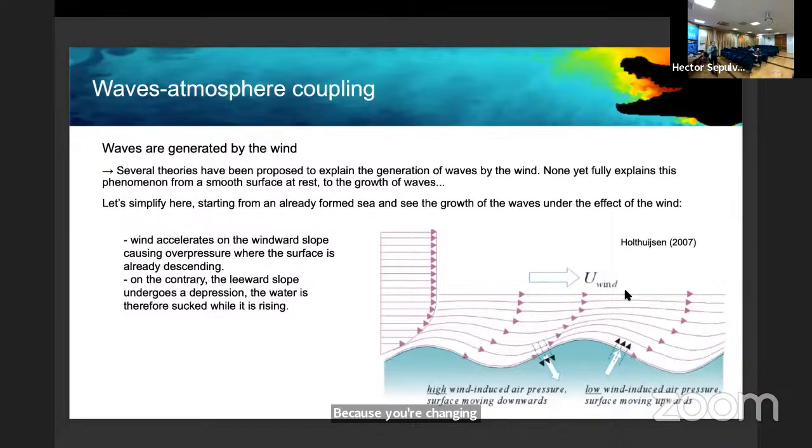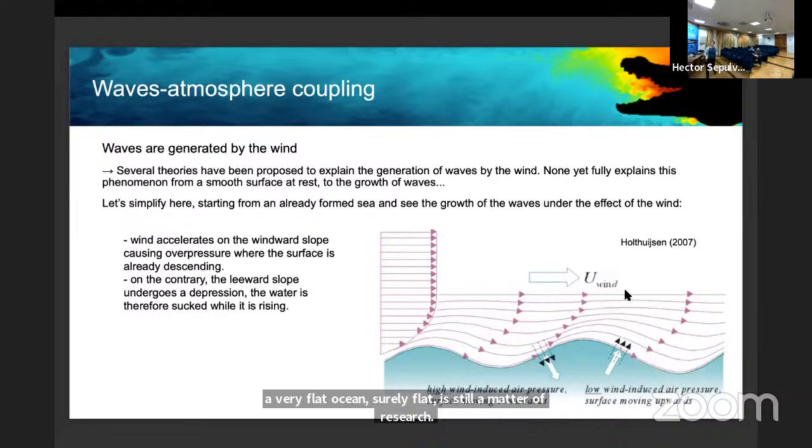So this is a slide just saying that waves are generated by the wind. We have said that in WaveWatch, for example, there are many different possibilities for source term, and this is partly because at the moment, even now, we don't really know how to create waves from a flat ocean. There are still questions about theory about that. We know how to grow waves when we already have small little waves, but how to create waves from a very flat ocean, purely flat, is still a matter of research.